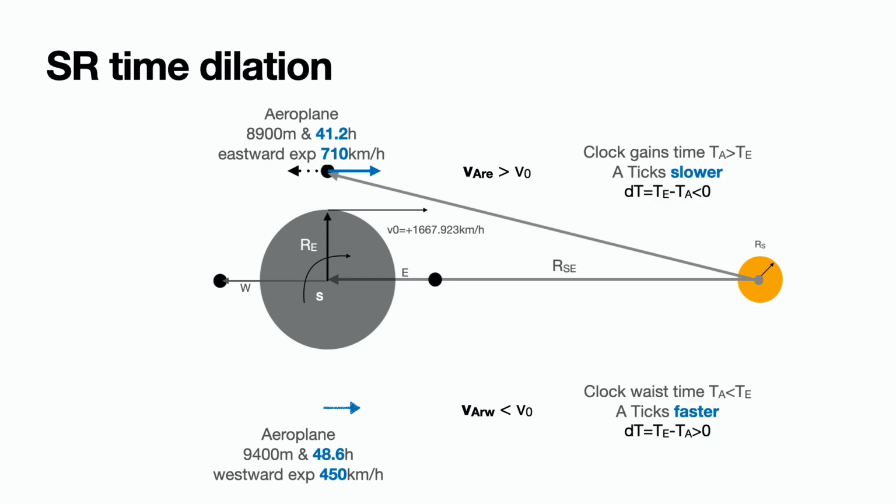Let us now come to the calculation of the special relativity time dilation based on an aeroplane's velocities. During the eastward flight at 8,900 meters altitude, we assume a constant velocity of about 710 kilometers per hour. The flight time here is 41.2 hours eastward. During the westward direction, we assume 450 km per hour as an average, using a propeller machine for about 48.6 hours. During the eastward flight, the two clocks on board lose time, and during the westward flight, they gain time, based on the differences between the relative velocities.